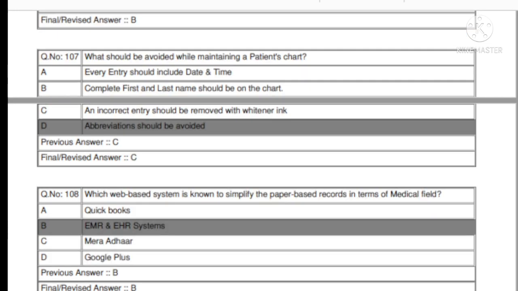Next question, question number 107. What should be avoided while maintaining a patient's chart? A. Every entry should include date and time, so this should not be avoided. Complete first and last name should be on the chart, so this should also not be avoided. It should be written over there. C part, an incorrect entry should be removed with whitener ink. So C part is its answer. C should be avoided. D part, abbreviations should be avoided. So D part is not its answer, though I have marked D, but its correct answer is C.